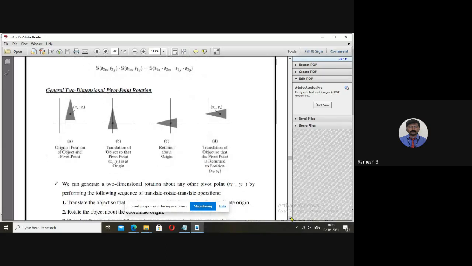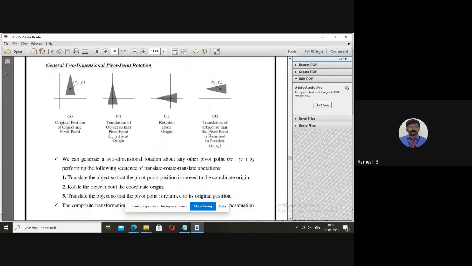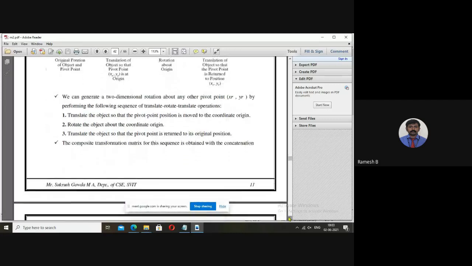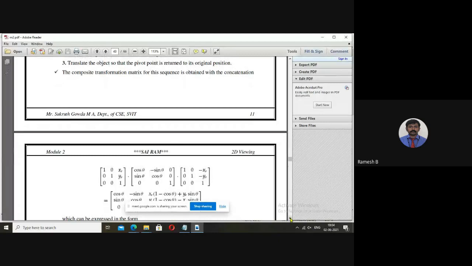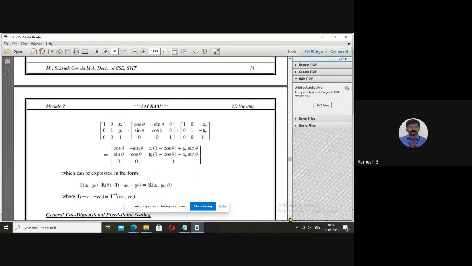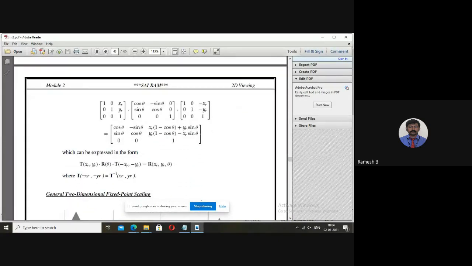Here we are doing the rotation with respect to the fixed point or the origin. That's why it is known as pivot point rotation. This is the equation which performs that transformation. The first T is for translation, then rotation and inverse translation.